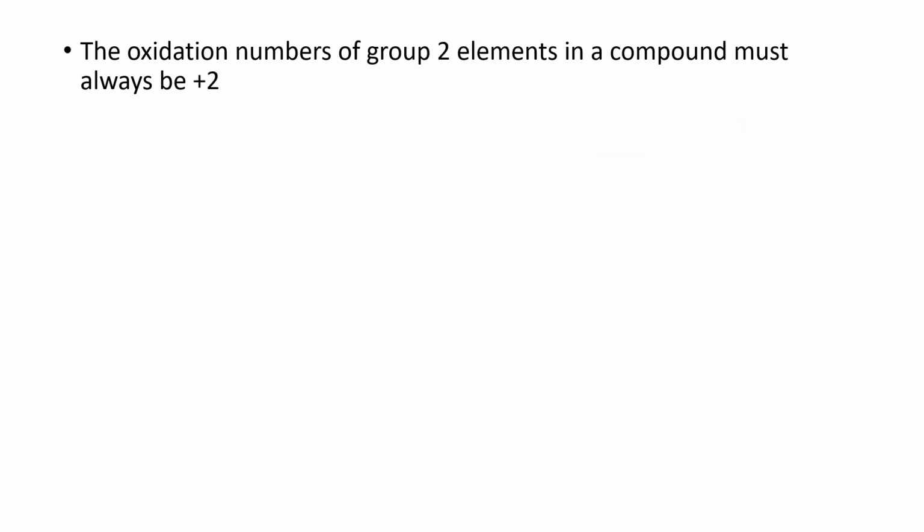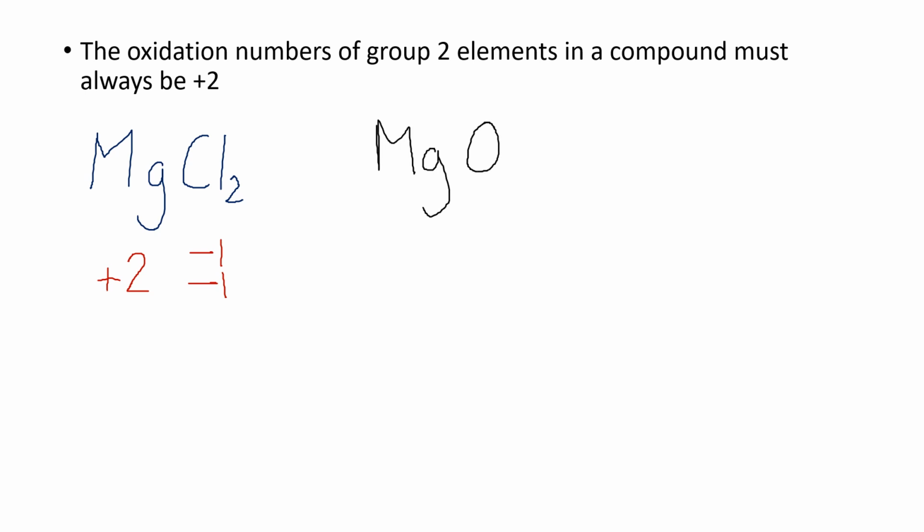So our next rule is that the oxidation number of group 2 elements in a compound must always be +2. So if you had magnesium chloride, MgCl2, the magnesium must be +2 because it's in group 2. And then the chlorine, in total, must be -2 to balance it out. But because there's 2 of them, it must be -1, -1. Or if you had magnesium oxide, the magnesium must be +2 and the oxygen must be -2.